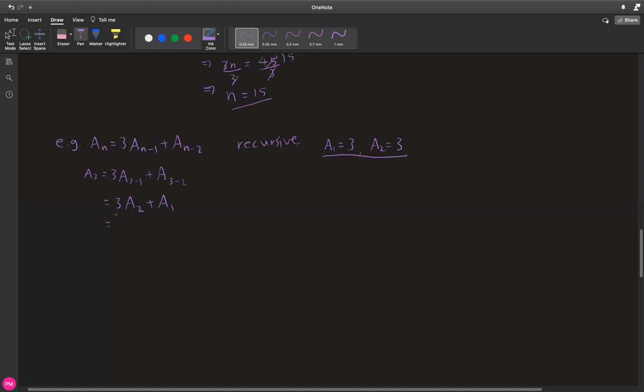Now you have this new formula, and we know a sub 2 and a sub 1. It's given from the problem. So in order to find a sub 3, you're simply doing 3 multiplied by 3, which is a sub 2 here, and you would add a sub 1, which is given as 3. So 3 times 3 is 9, plus 3 is 12.